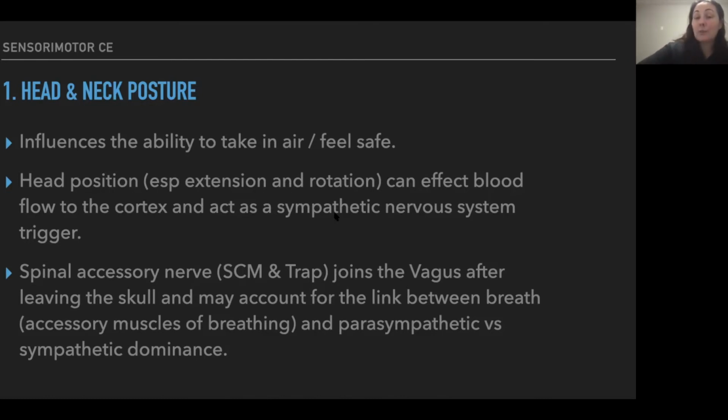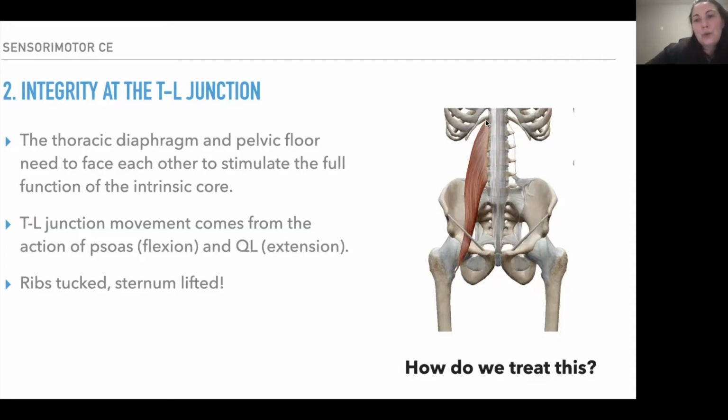So when we right the head position or get the head in a better position, we also can decrease sympathetic nervous system firing, which is really, really important to not only feeling safe, but also decreasing load on the nervous system. So when QL, for example, is too tight, it puts psoas in a position where it's at a mechanical disadvantage. Maybe it's also a little weak, but if it's put in a position where it's excessively stretched, it becomes really, really hard to generate tension there and then right the position at this TL junction.